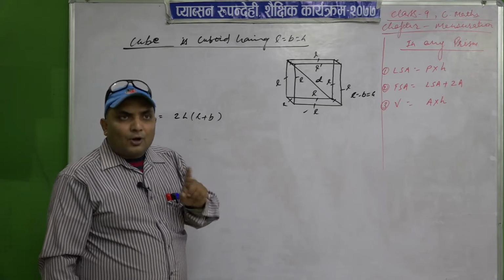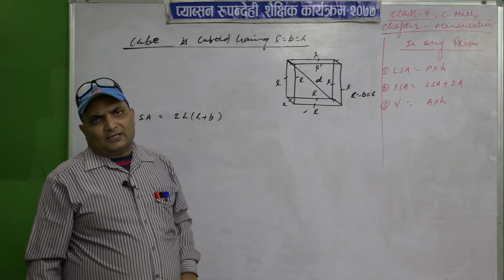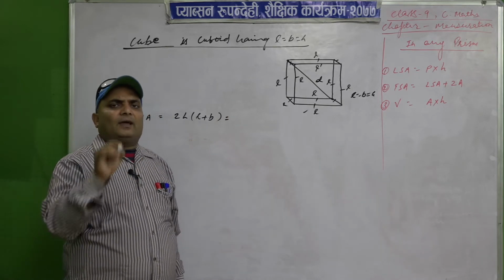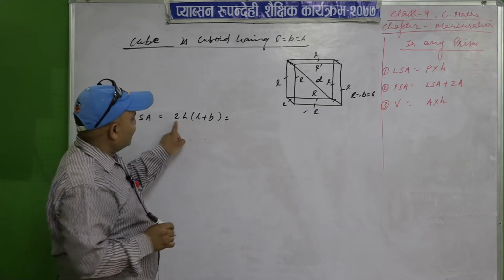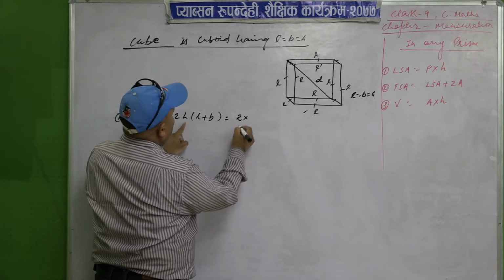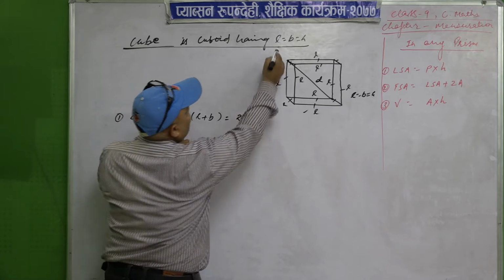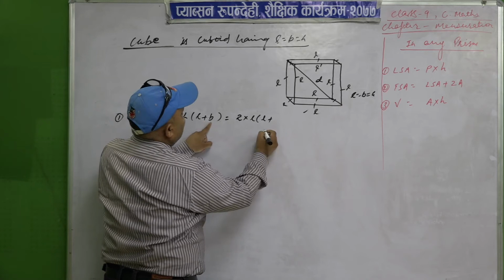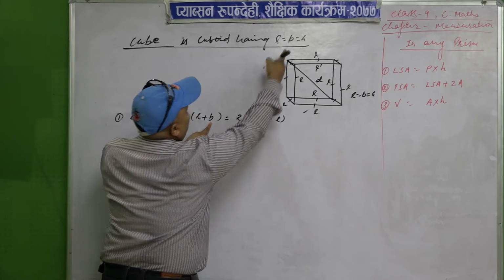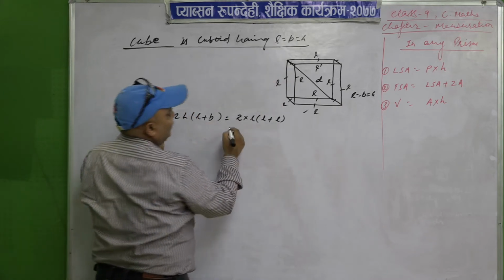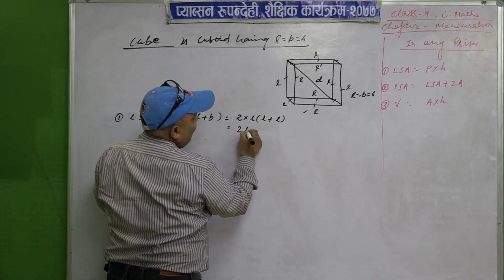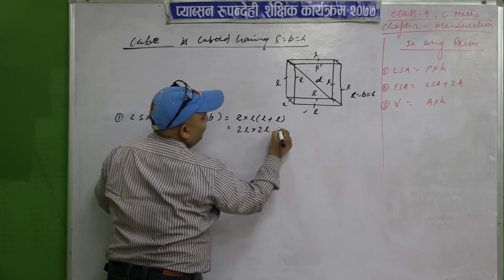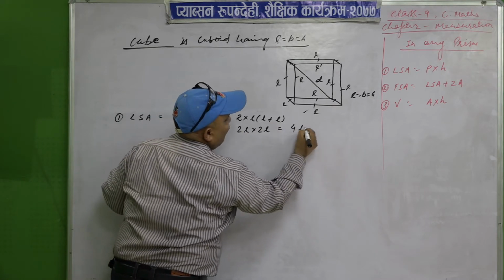But in a cube, length, breadth and height are all equal. That's why in the place of H and B, I am going to write L. This is 2 into, in the place of H you write L because length, breadth and height are equal. Write this L as it is, plus in the place of B also you write L because breadth and L are equal. Now simplify this. 2L into, if you add L plus L, you will get 2L, that is 4L square.